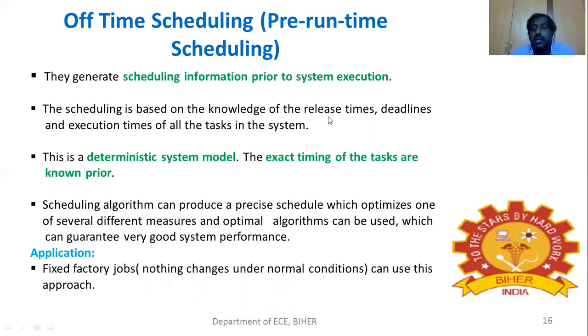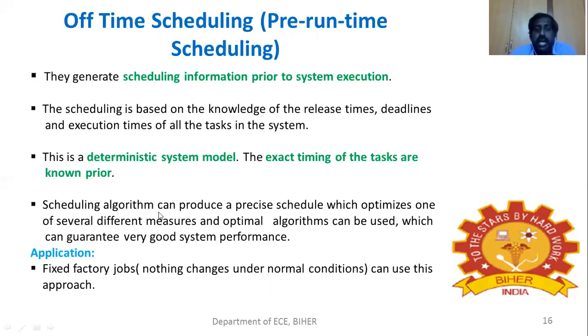The scheduling is based on the knowledge of the release times, deadlines, and execution times of all the tasks in the system. So you should concentrate on the deadlines of all the tasks in the system, and know the execution time of the various tasks before system execution. That is important. This is the deterministic system model. The exact timing of the tasks is known prior. This is the key factor of offline scheduling because it is pre-runtime scheduling. So you should know the exact timing of the task prior.